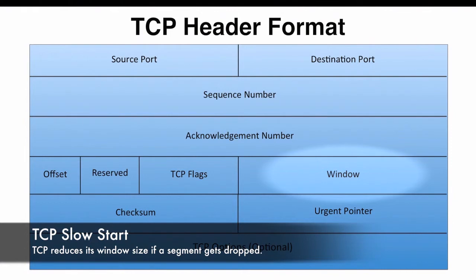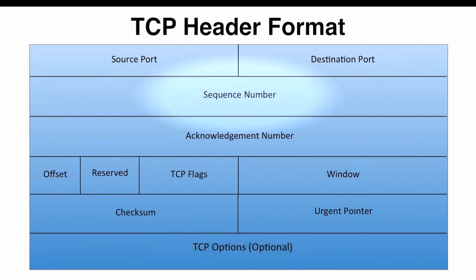We also see that we have a sequence number field. This allows segments to be put back in the correct order if they arrive out of order. There is an acknowledgement number. The acknowledgement number indicates the next sequence number that the receiver expects to receive. And this is a way that the receiver lets the sender know that all the segments up to that sequence number have been successfully received.